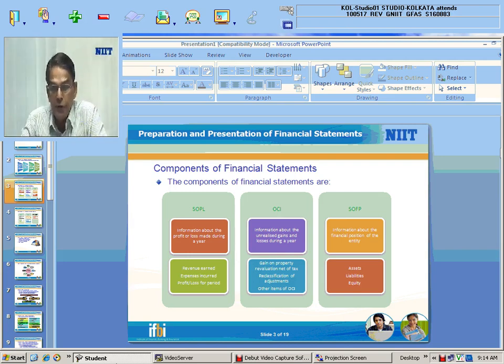It provides information about the profit and loss made during a reporting period. So the statement of profit and loss is a general purpose financial statement which provides information about the profit made or loss incurred by the entity during the reporting period. It is basically revenue earned minus expenses incurred, which gives you the profit or loss for the reporting period.